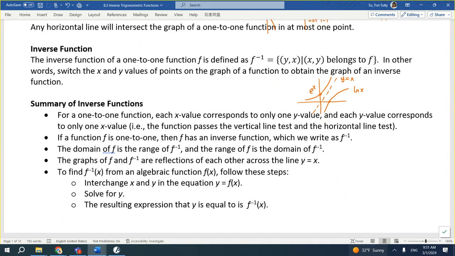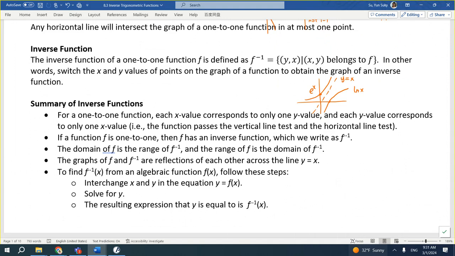We usually write it f inverse. Okay. The domain of f is the range of the inverse. The range of f is the domain of the inverse because they switch the x and y. So your domain and range switch. Okay, everybody? The graphs are reflections of each other across the line y equals x.